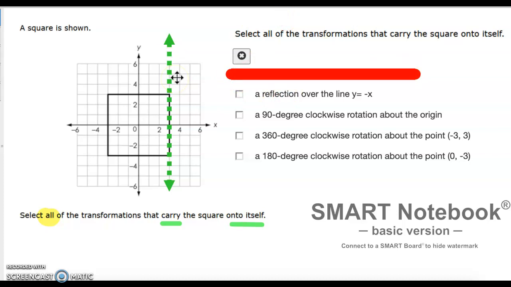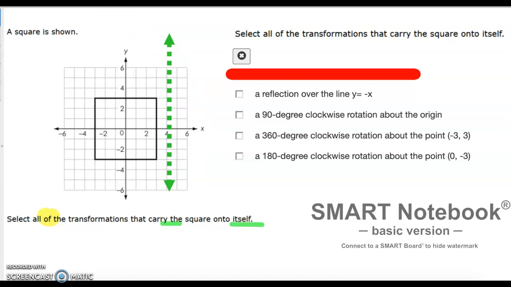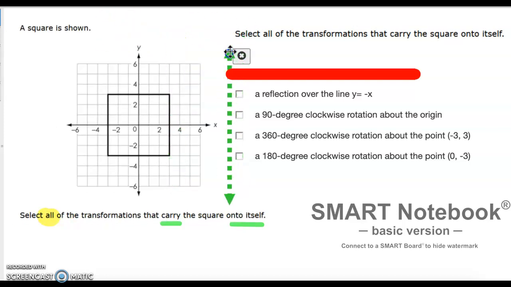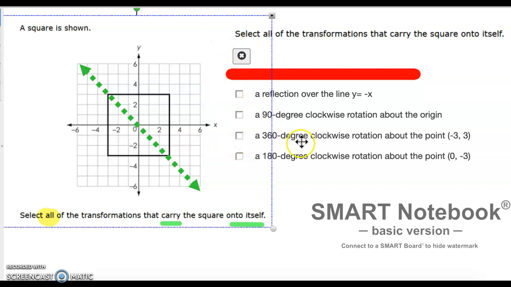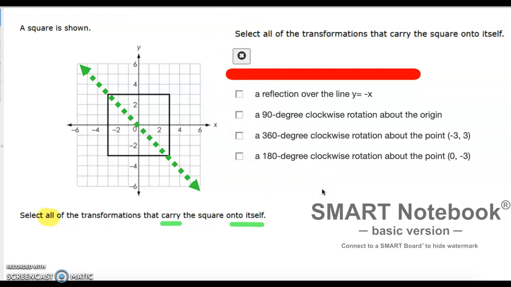Option 2 says a reflection over the line y equals negative x. So y equals negative x, remember that is a line. The slope is negative 1, and the y-intercept is 0, 0. So that looks like this. Now, when we look at this line, the green line that's graphed here, that is a line of symmetry for the square. It cuts the square exactly in half. So that transformation does map the figure onto itself. So this is one correct answer. Or we can also say it carries the figure onto itself. If we reflect that square over the line y equals negative x, the pre-image and the image end up in the exact same spot.